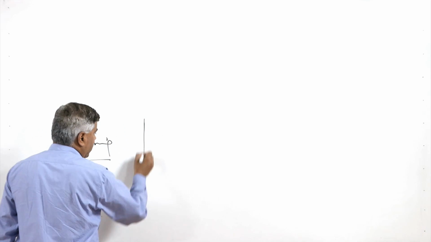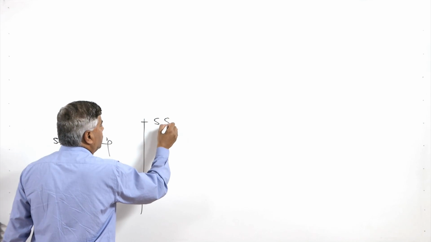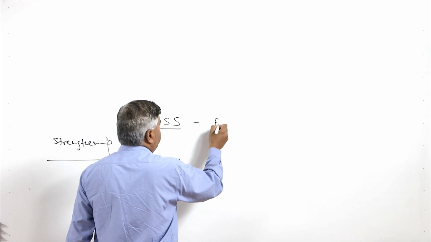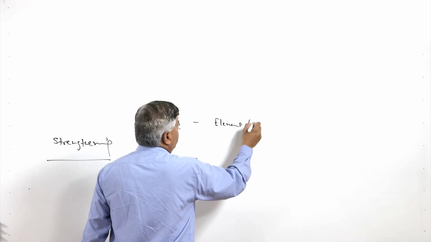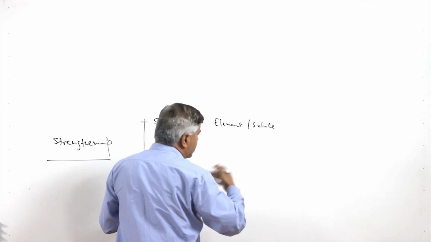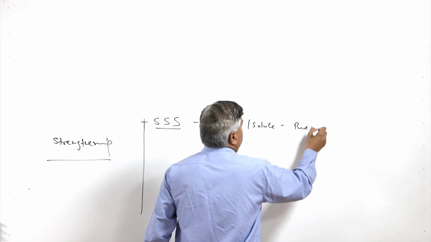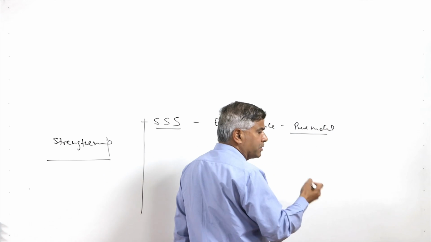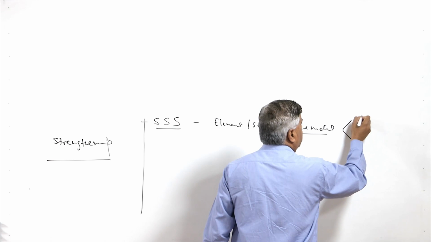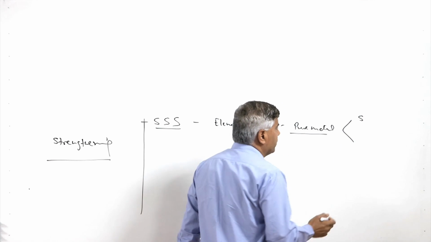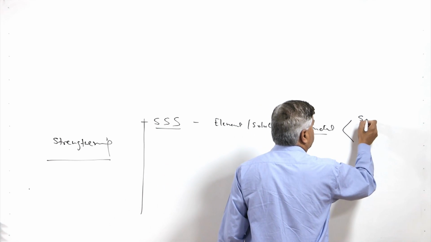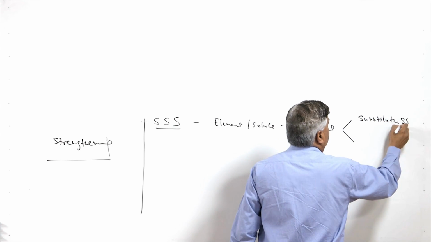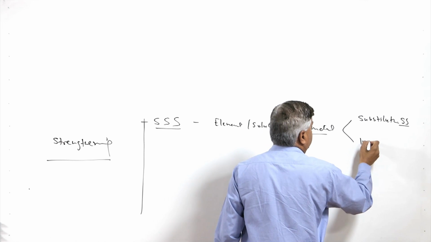Some of them are like this: solid solution strengthening, wherein elements in the form of solute are dissolved in the pure metal in order to increase the strength. This is called solid solution strengthening, wherein two types of solutions are generally formed. One is the substitutional solid solution, and another is the interstitial solid solution.